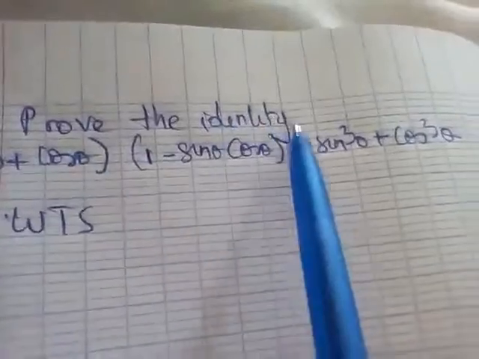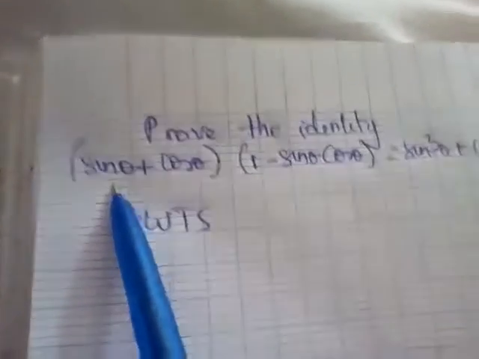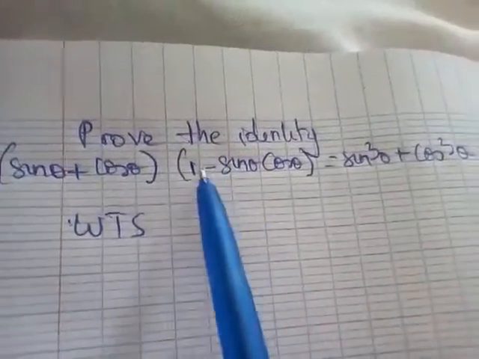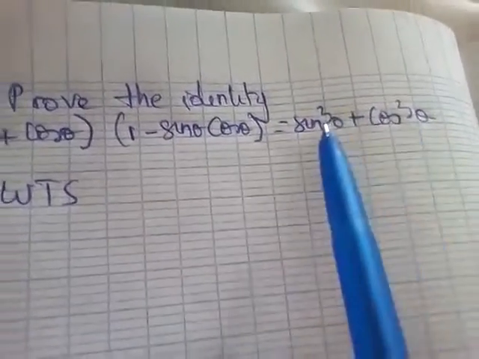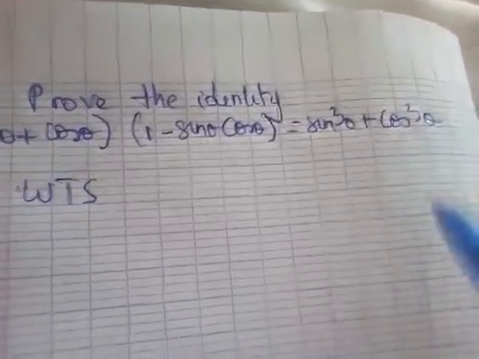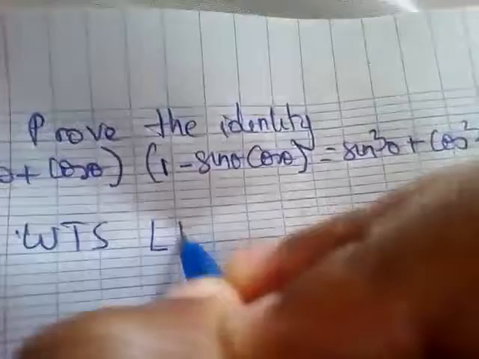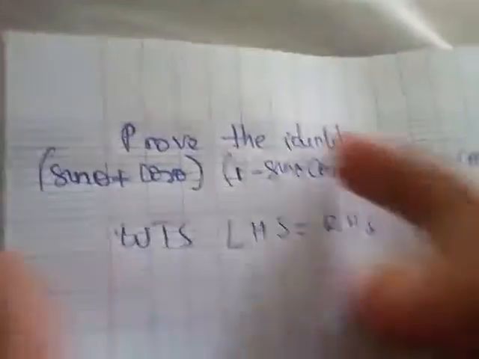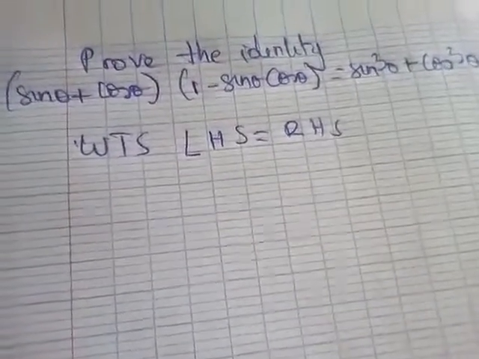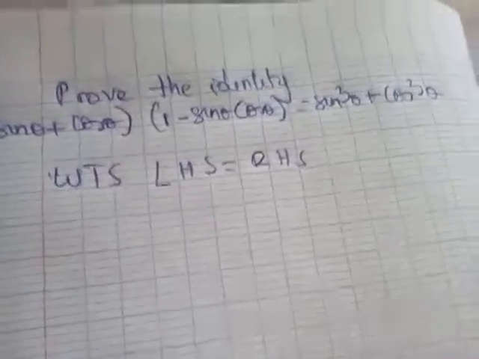I have it already written here. I'm supposed to prove this identity: (sine theta plus cos theta) times (1 minus sine theta cos theta) is equal to sine cube theta plus cos cube theta. As I said earlier, I want to show that my left hand side is equal to my right hand side. I'll expand this expression first, and then through the expansion we transform it to see that it's the same thing as the expression on the right hand side.